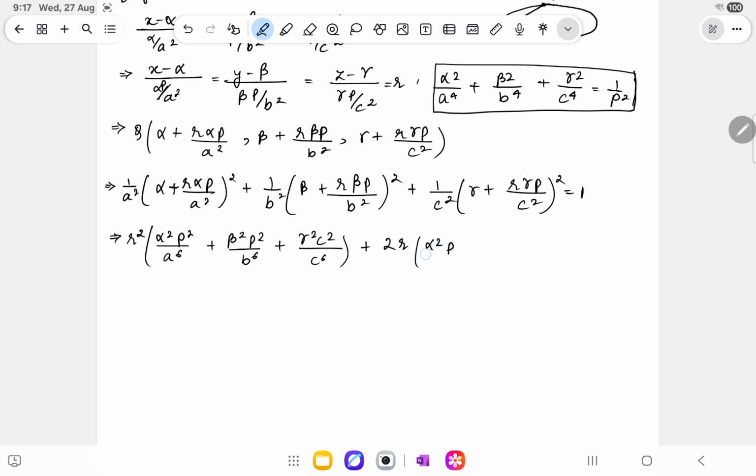p upon a raised 4 plus beta square p upon b raised 4 plus gamma square p upon c raised 4.